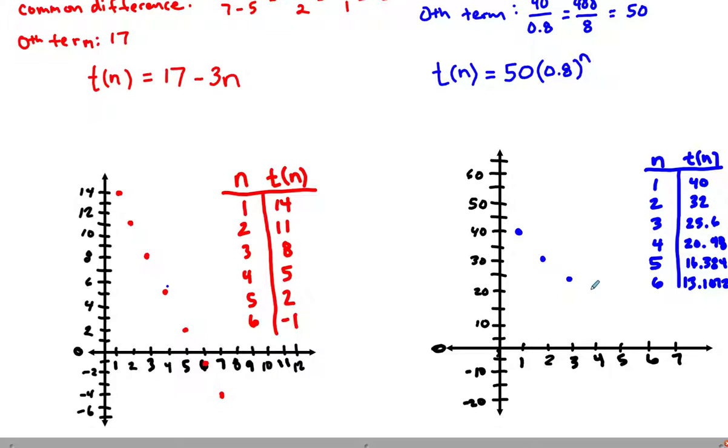So you see here it's starting to bend a little bit, starting to level out some. Our fifth term would be 16.384, so that'd be about right here. Our sixth term would be about 13.1072. I don't know if it all fits on the screen or not, but you see it's coming from way up here and coming down, and it's going to level off when it gets to the x-axis. It'll never touch the x-axis.